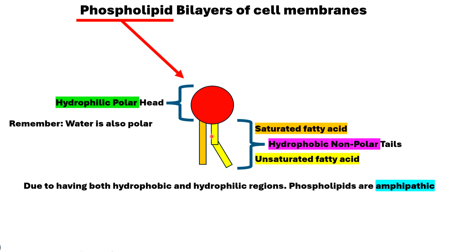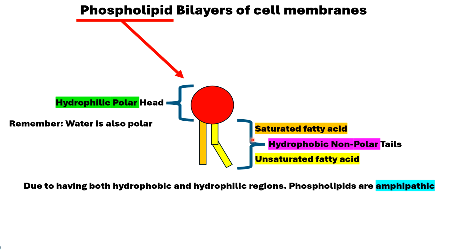Now we can see the two tails, where the orange tail, if labeled here, is straight and saturated. Remember that saturated fatty acids have no carbon double bonds, and so they are fully straight. And we can see the unsaturated fatty acid is going to have the kink or the bend because it has at least one carbon double bond, okay?